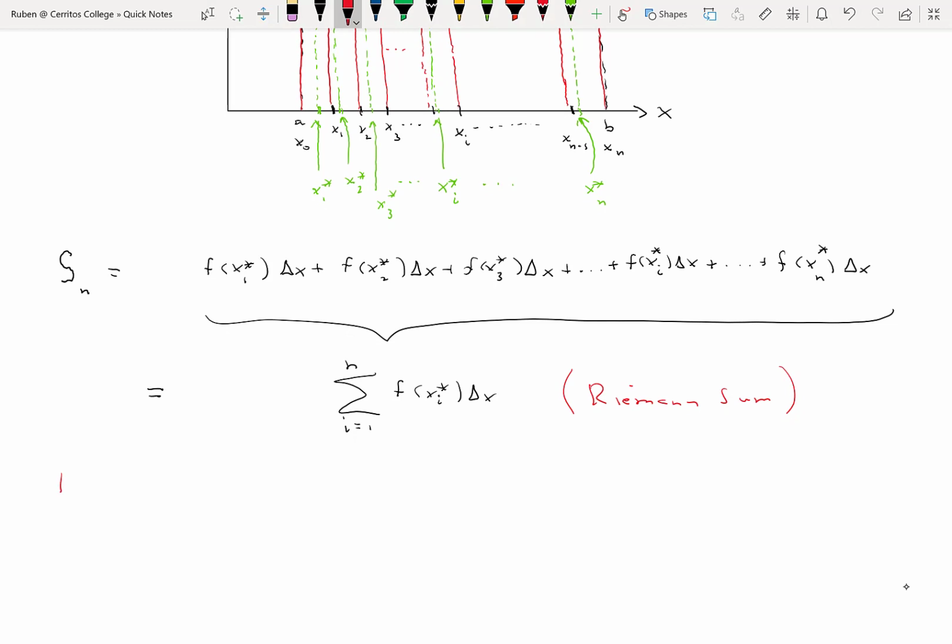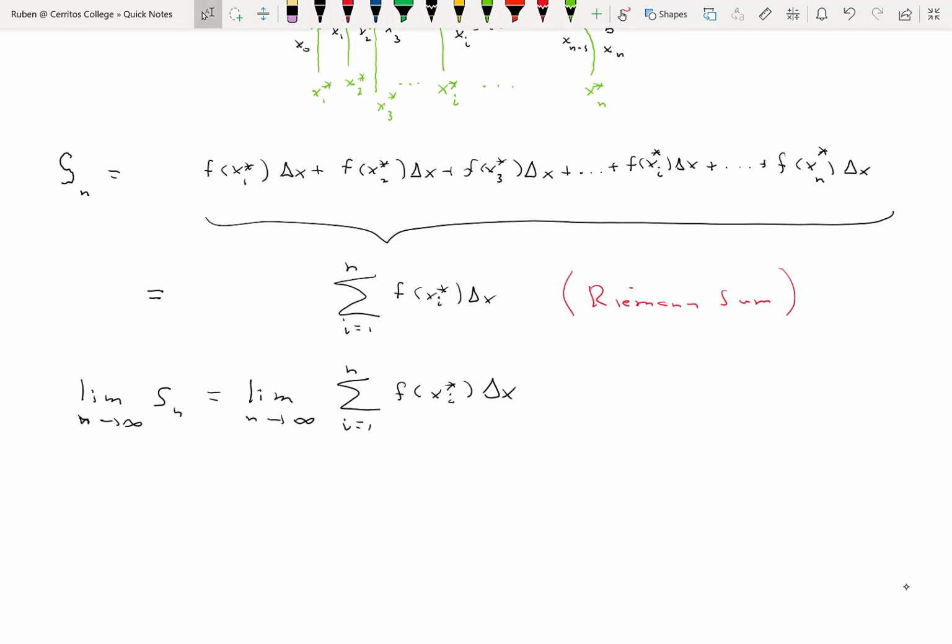When we take the limit, I want to switch to black pen here. When we take the limit as n approaches infinity, as the number of rectangles approaches infinity, then we get the limit as n approaches infinity of the Riemann sums, i goes from 1 to n, f of x sub i star delta x. And this is the definition of the definite integral. This is how the definite integral from a to b of f of x dx is defined.